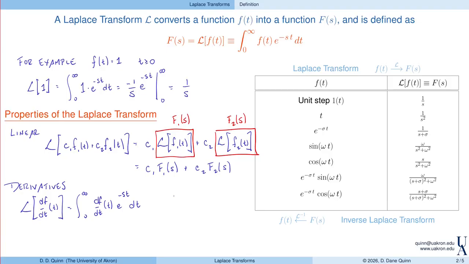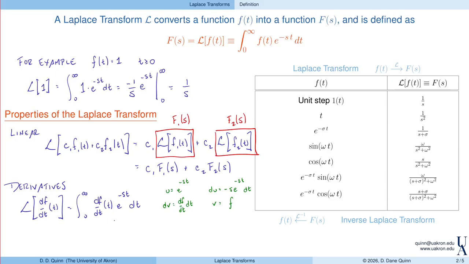But we can evaluate this. In particular, if we use integration by parts, let's define our integration by parts variables as u is e to the minus st, which means that du is minus s e to the minus st dt. dv would be df dt times dt, which means that v is simply f.